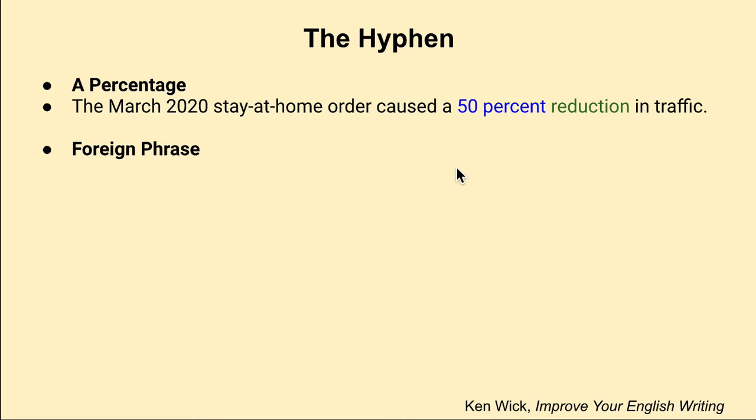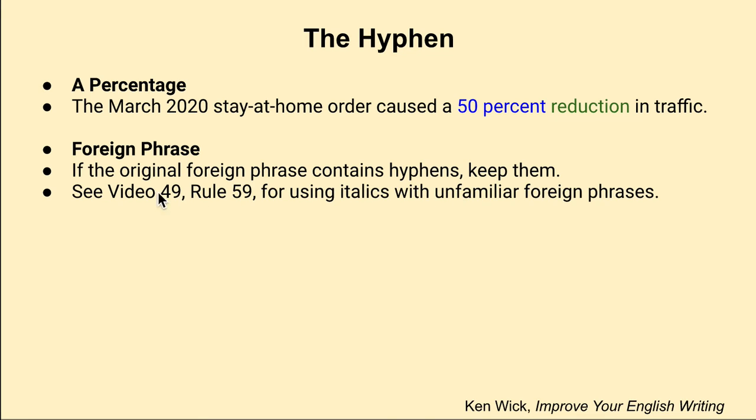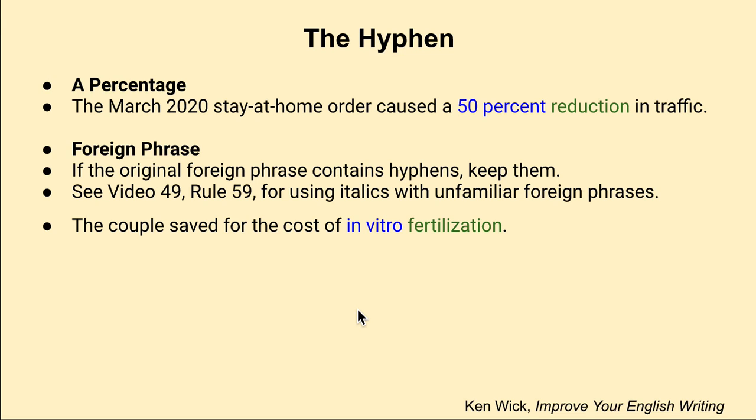A foreign phrase. Just note, if the original foreign phrase contains hyphens, keep them. And see video 49, rule 59, for using italics with unfamiliar foreign phrases. The one example I have is: the couple saved for the cost of in vitro fertilization. So here, this is a foreign phrase. We do not hyphenate it because it's a foreign phrase. But if the foreign phrase contained a hyphen, we would use the hyphen.